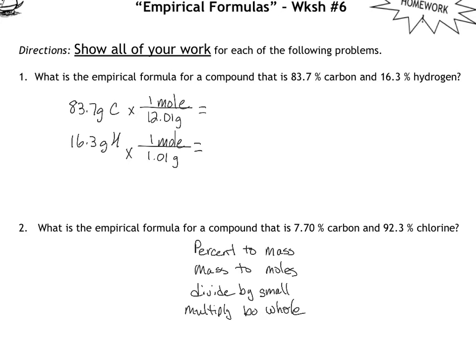So the next thing I'm going to do is solve that. So that's going to be 6.97 when I'm rounding to 3 significant figures. Notice how I'm putting that up high because I'm going to be dividing that by another number. For my hydrogen, I'm going to put that in my calculator, 16.3 divided by 1.01 equals 16.1.